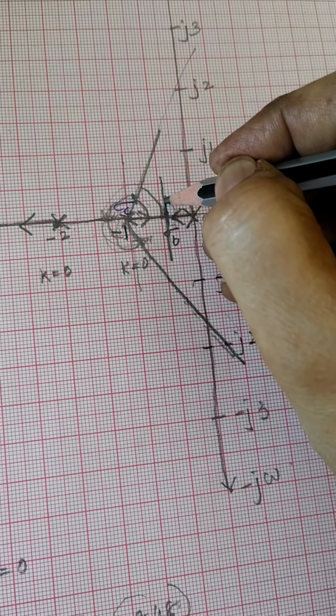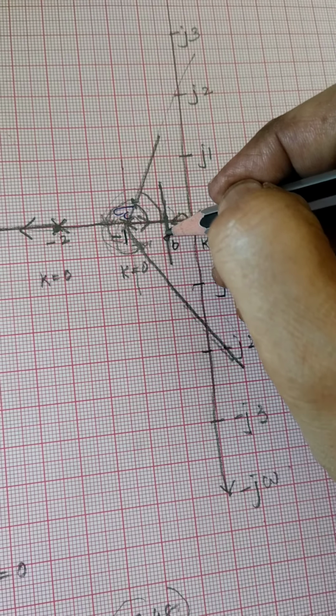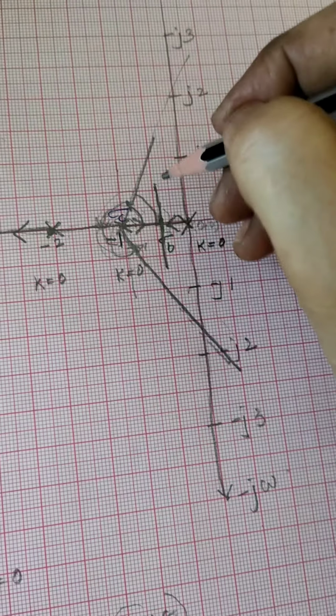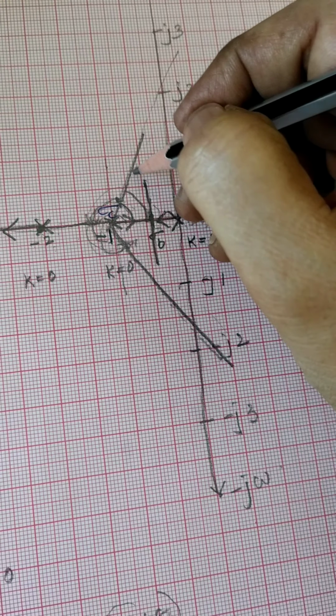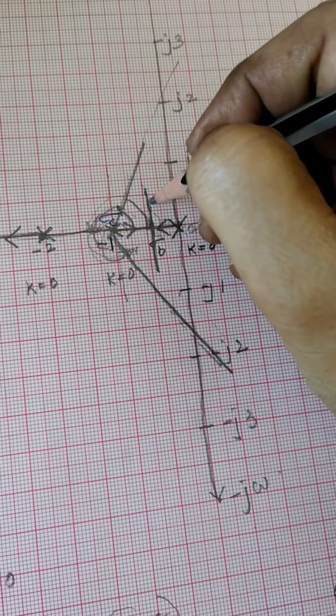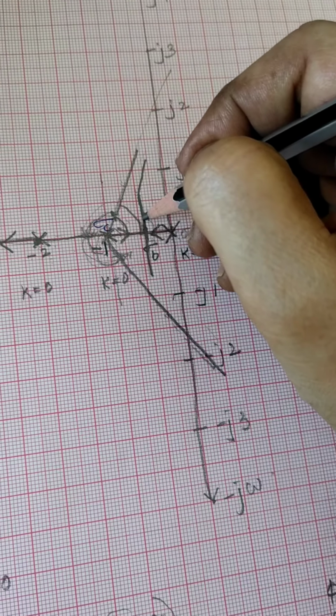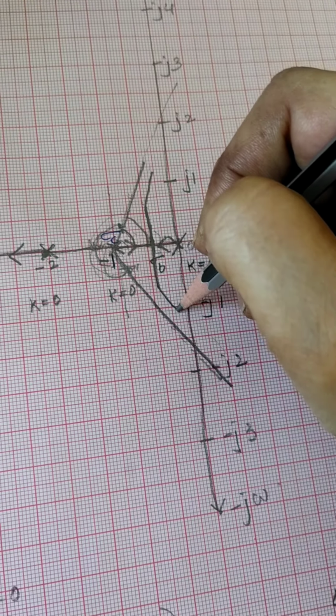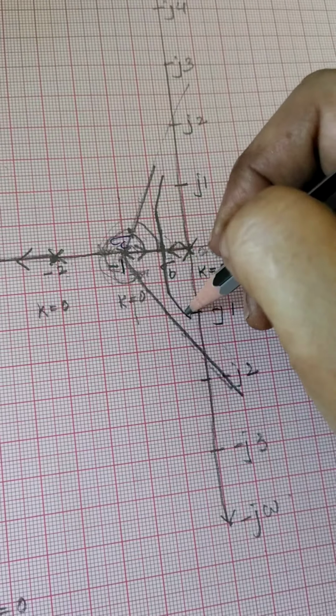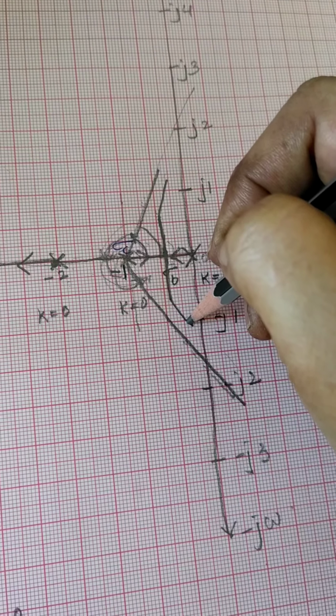These two root loci break and move in this direction. After this, the root loci will follow the direction of the asymptotes. It has to come like this, parallel to the 60 degrees asymptote, and then the 300 degrees asymptote.